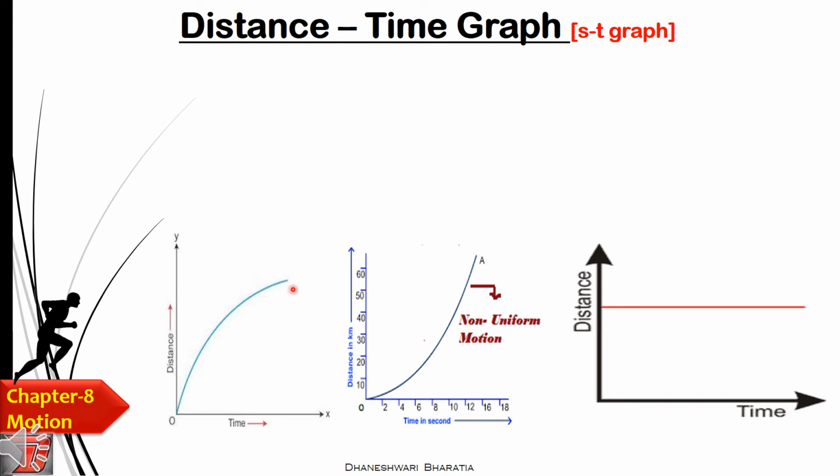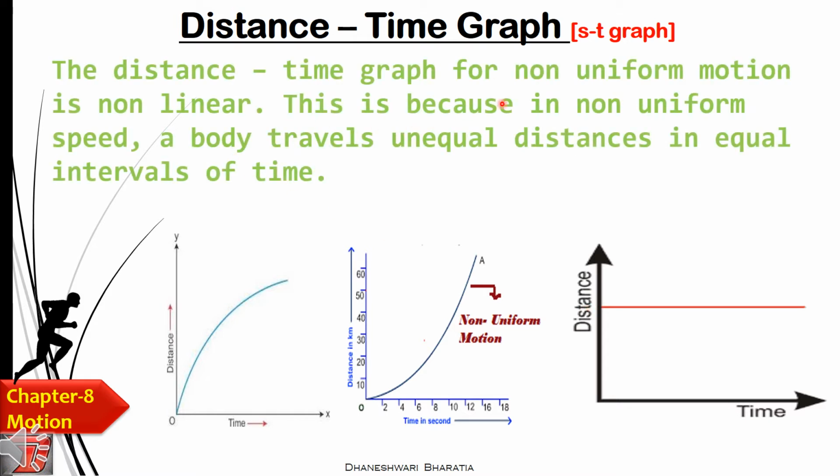Now here you can see the change in the slope. A kind of non-linear graph is there, which means it is moving with non-uniformity. And here the straight line parallel to the axis means the object is in the rest condition. The time is increasing but the distance remains the same, which means the body is resting at a particular distance only. Am I clear? So the distance time graph for non-uniform motion is non-linear.